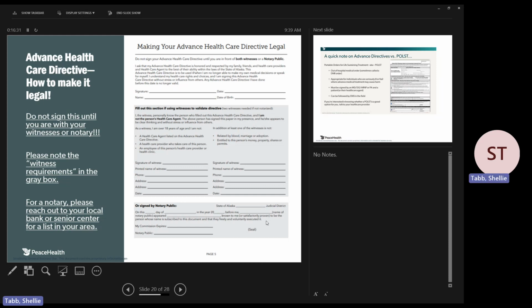If you decided that it was hard to get a notary, it was just easier to have two witnesses, then in this route, you need to make sure that your witness is an adult, so 18 years of age or over, and that they're not a healthcare agent listed on the healthcare directive, a healthcare provider who takes care of this person, or an employee of this person's healthcare provider or health clinic. And then in addition, one of the witnesses can't be related by blood, marriage, or adoption, or entitled to this person's money, property, or shares or permits. And all of these, once again, are just to prevent those conflicts of interest so that you can make sure that you are getting the care that you want without any other motivations getting in the way from other people.